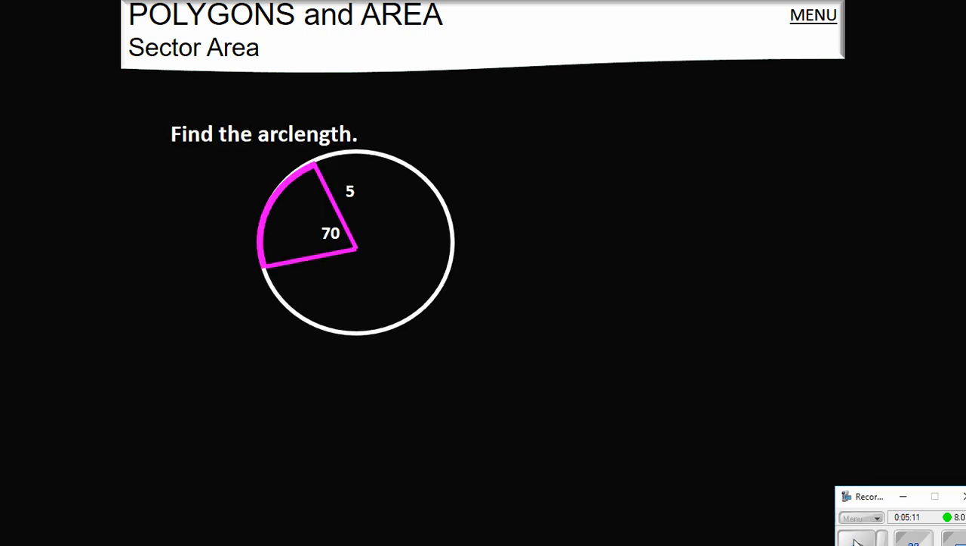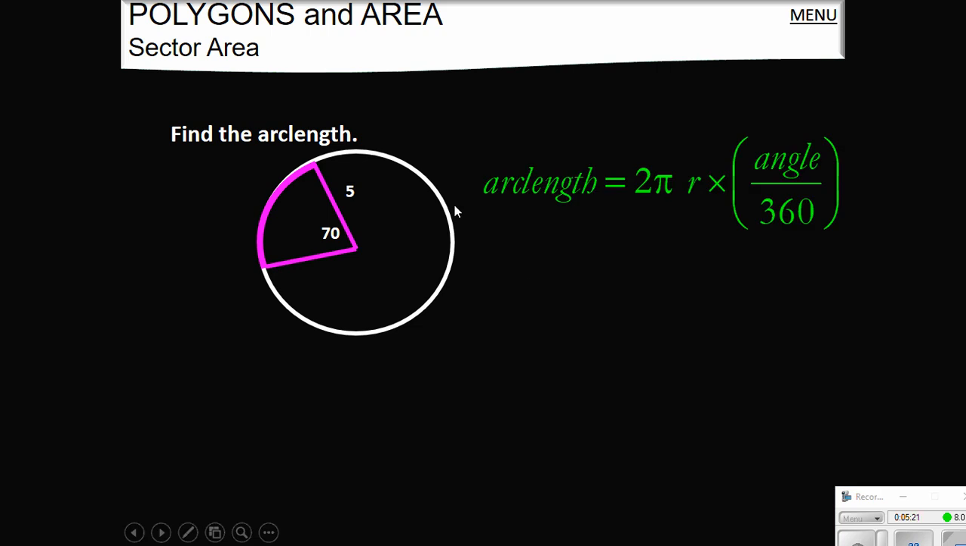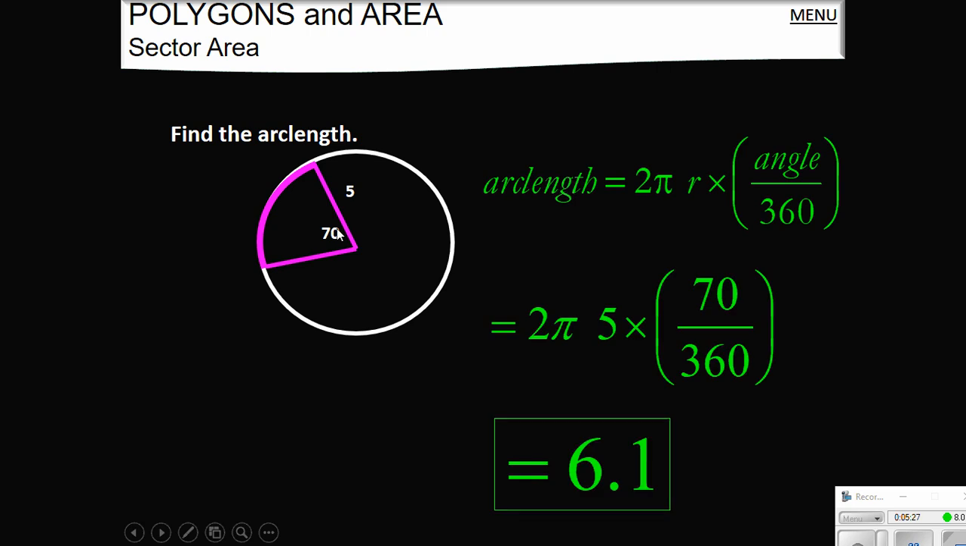So for one more example, if you're asked to calculate the arc length of this sector of the circle, you're going to use our arc length formula, which looks like this. For the radius, we're going to plug in 5, and for our angle, we plug in 70, and just put the numbers in, and the rest of it's a calculator problem. In this case, we get 6.1.